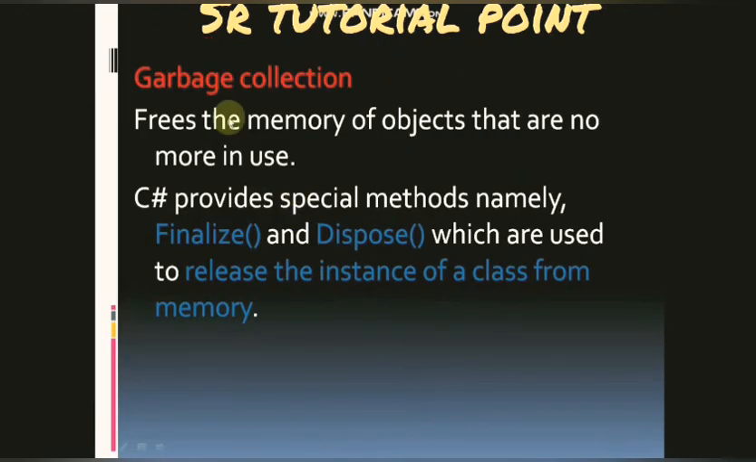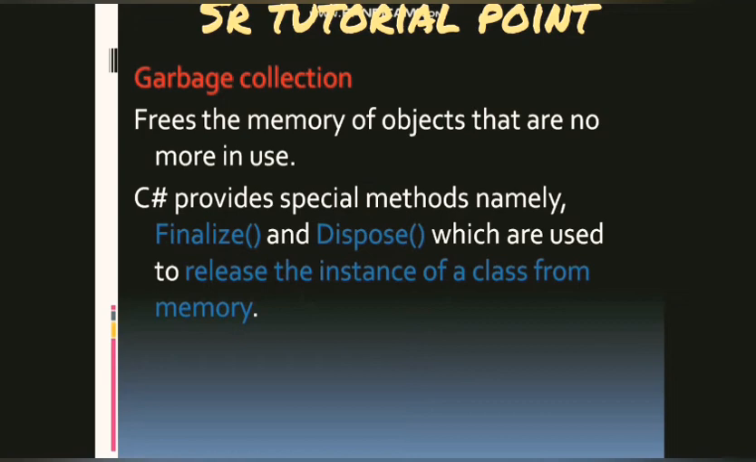And here, garbage collection. When you do not create an explicit destructor in your program, the garbage collector releases the memory for you. Garbage collection is a process that automatically frees the memory of objects that are no more in use. Here, only unused objects are going to be destroyed.